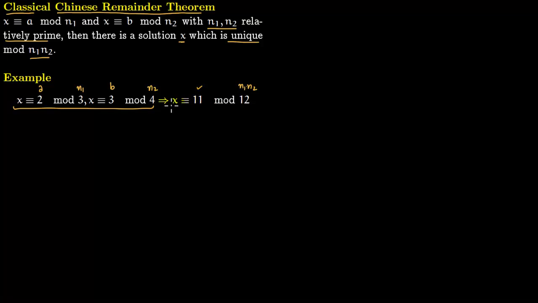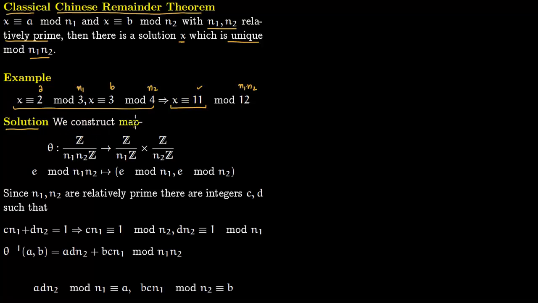So let us first understand how we got this 11. For this we will go through the proof of the Chinese remainder theorem, which we showed in the last lecture. First you have your standard map, from Z over n1 n2 Z to this map here. So e modulo n1 n2, this natural map goes to e mod n1 and e mod n2. There's nothing special about this. The inverse image of this map is what is going to give us this solution x right here.